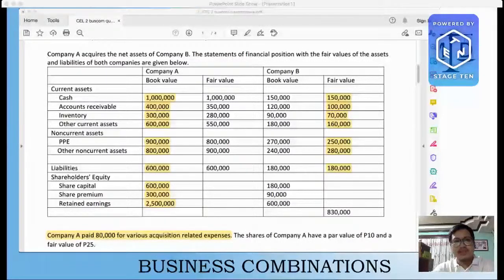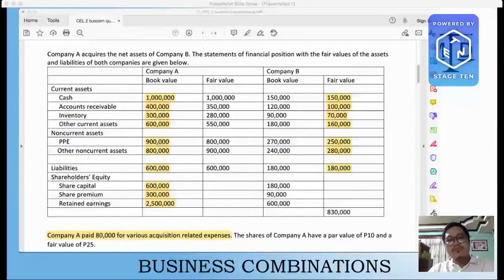So the most basic, again, the most common question asked in these problems would be to compute for the resulting goodwill or gain on acquisition. And as I've told you before, you only need two things if the problem is an asset acquisition to solve for goodwill or gain. And these two things are your consideration and fair value. The consideration paid to acquire the net assets of the acquiree and the fair value of the net identifiable assets.